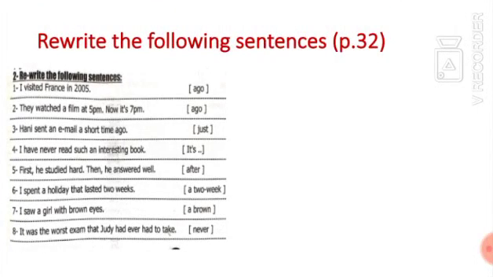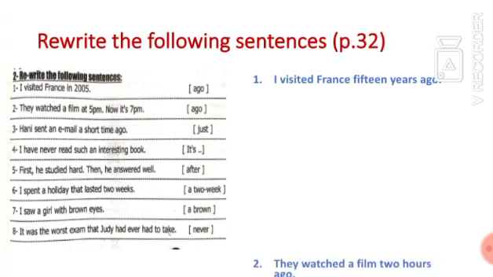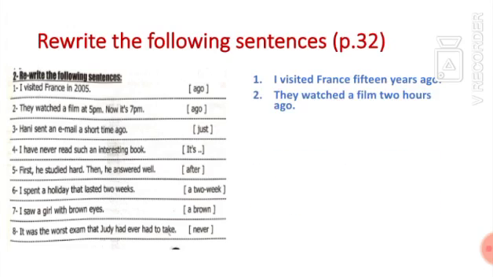Now rewrite the following sentences. Number 1. I visited France in 2005. Use ago. I visited France 15 years ago. Number 2. They watched a film at 5 p.m. Now it's 7 p.m. Use ago. They watched a film 2 hours ago. Number 3. Hani sent an email a short time ago. Hani had just sent an email. Just is a keyword for the present perfect tense.